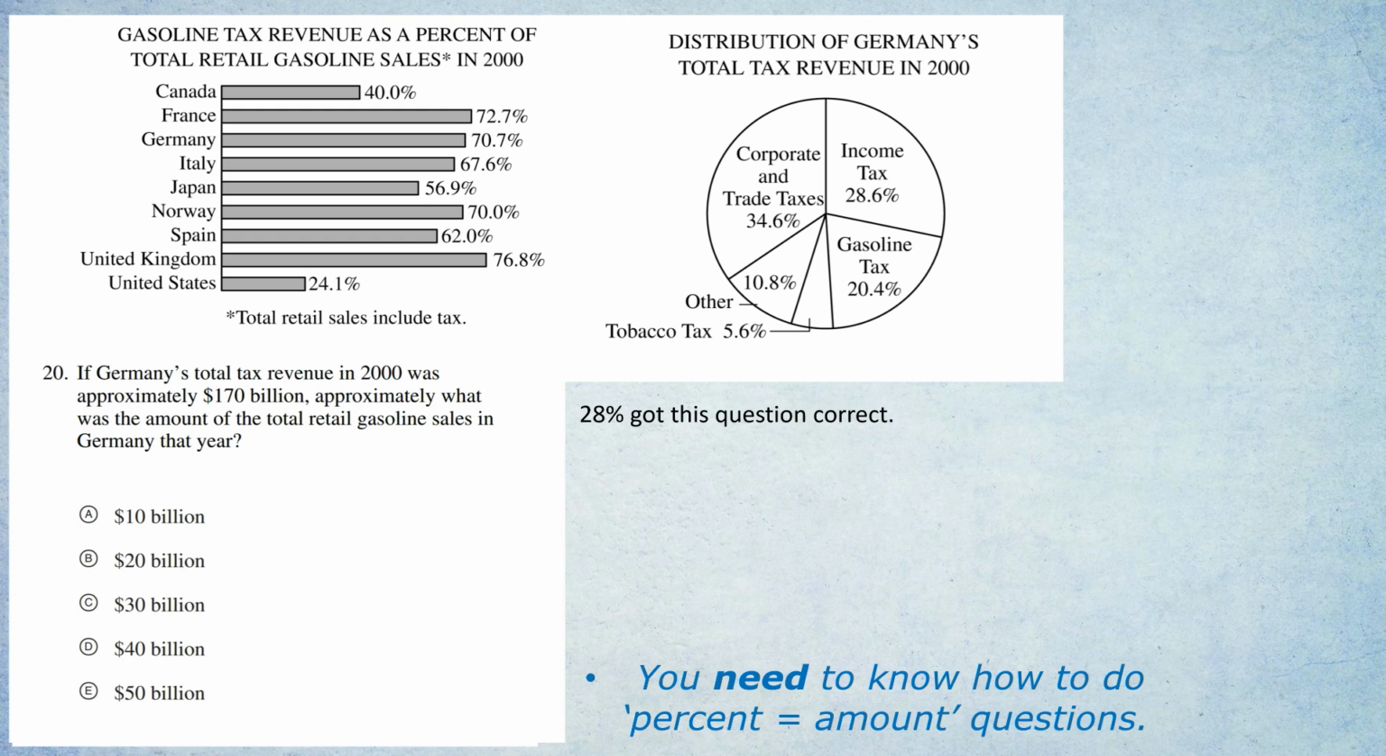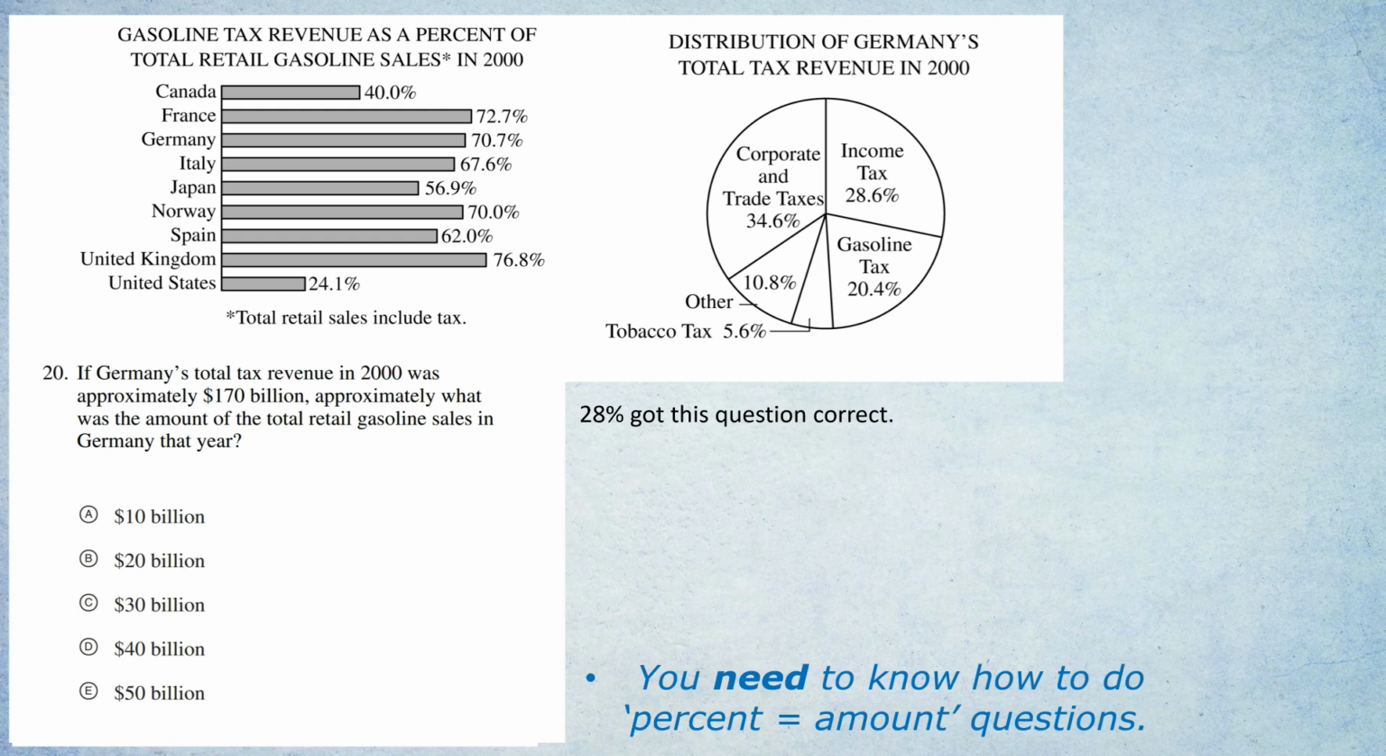This is the percent equals amount stage of the question. Again, to restate, we know Germany's gasoline tax revenue, about 35 billion, and the chart tells us what that is as a percent of total retail gasoline sales. In other words, for Germany, that 35 billion equals 70% roughly of total retail gasoline sales. I'm approximating because the question said to approximate. If 35 billion equals 70% of the total, how can we quickly find what the total is?